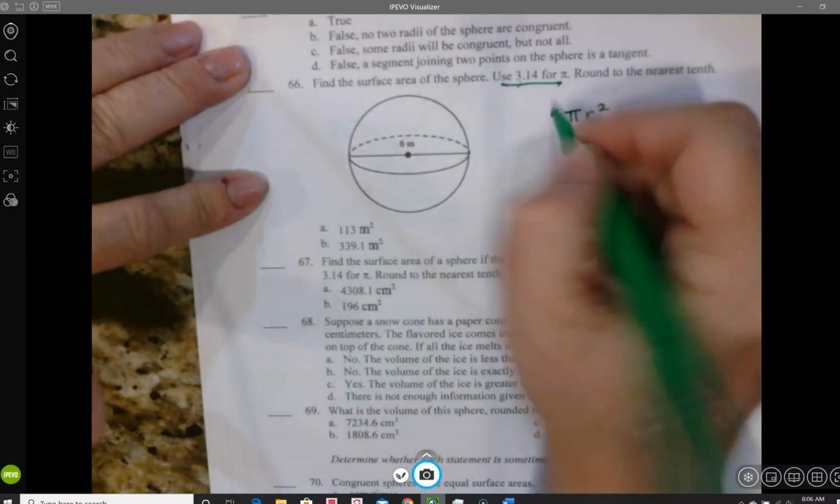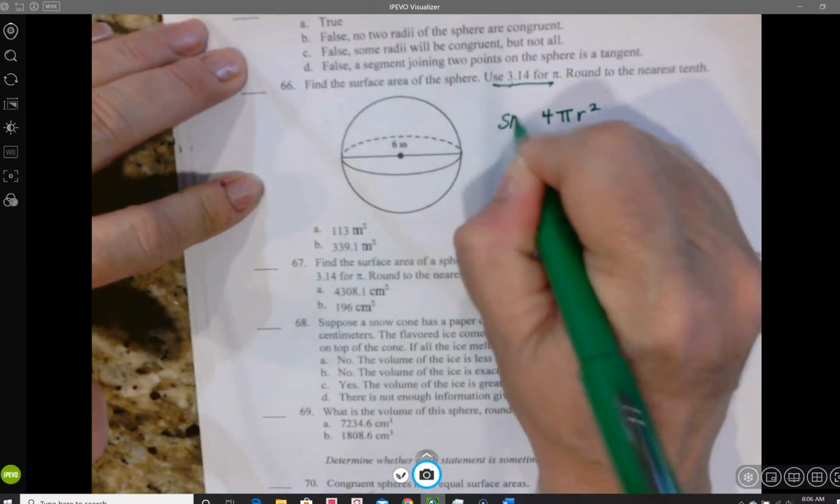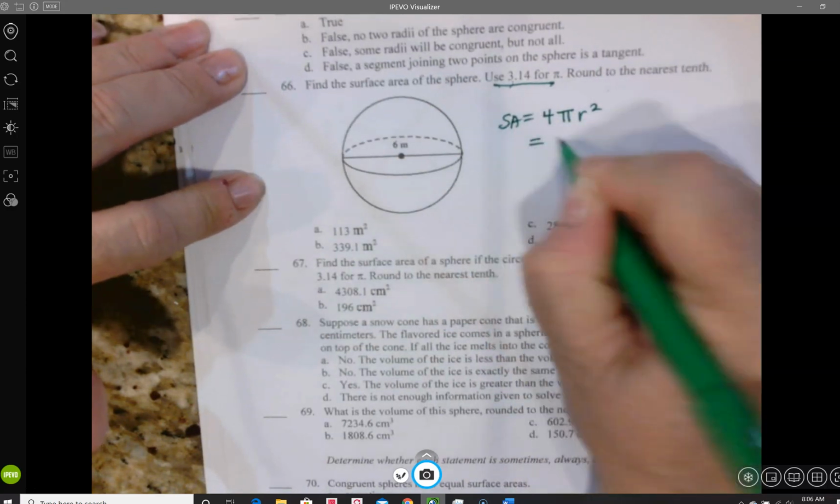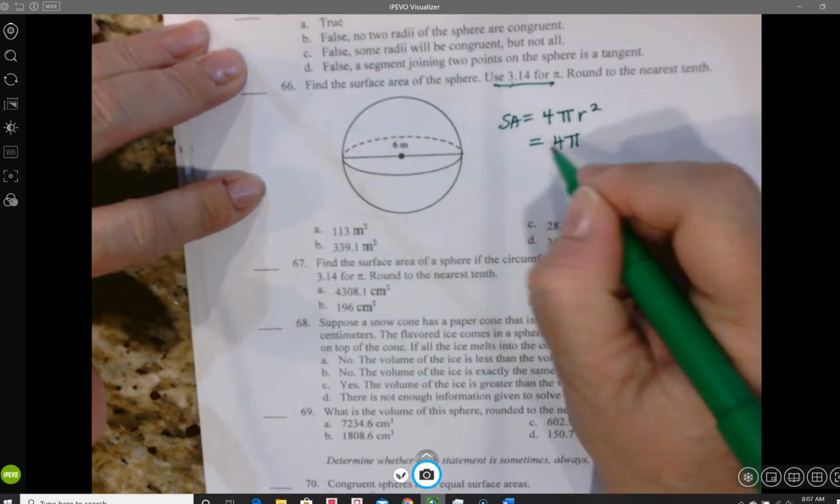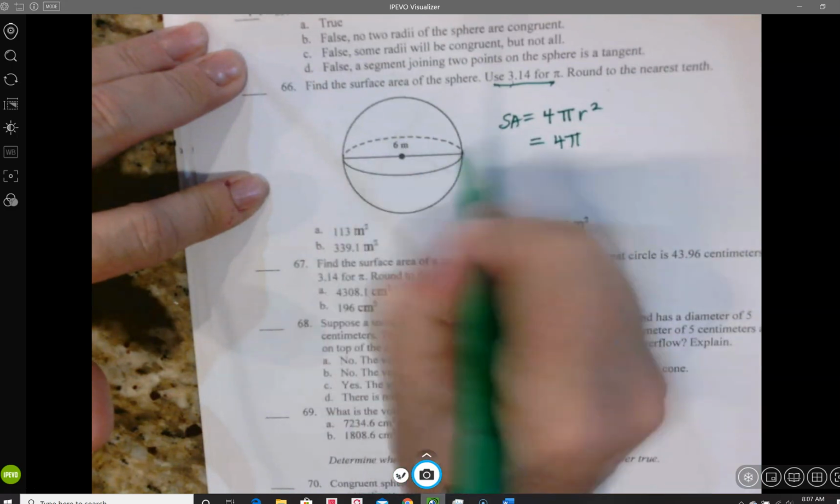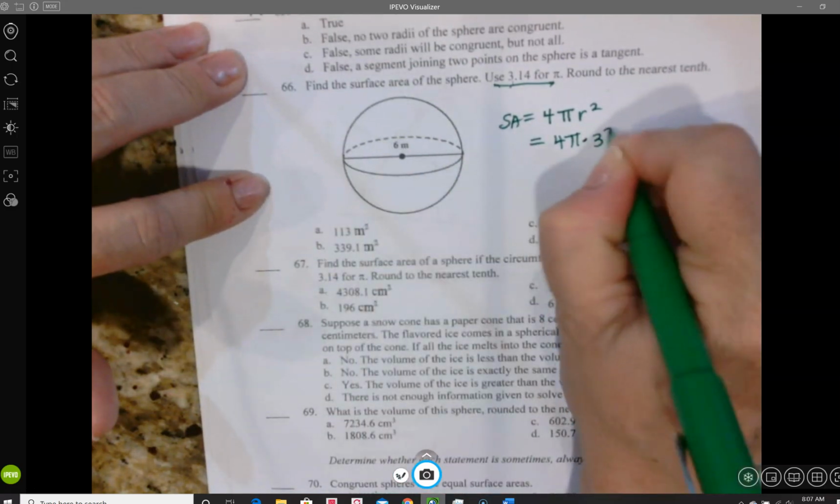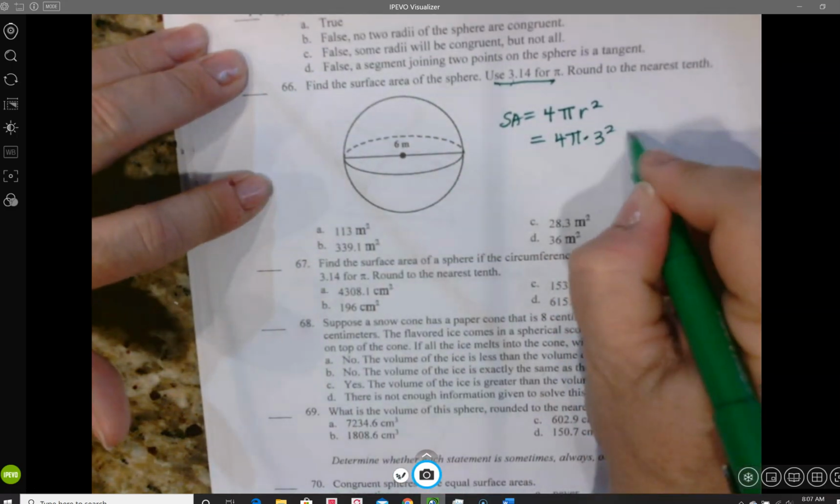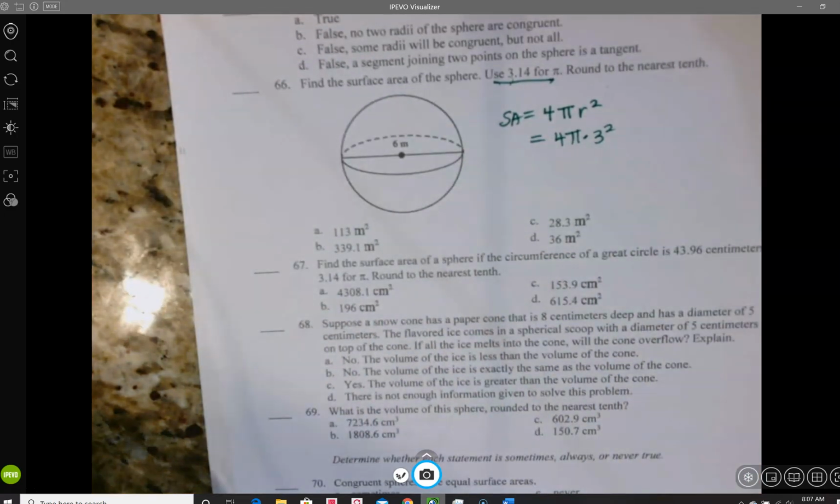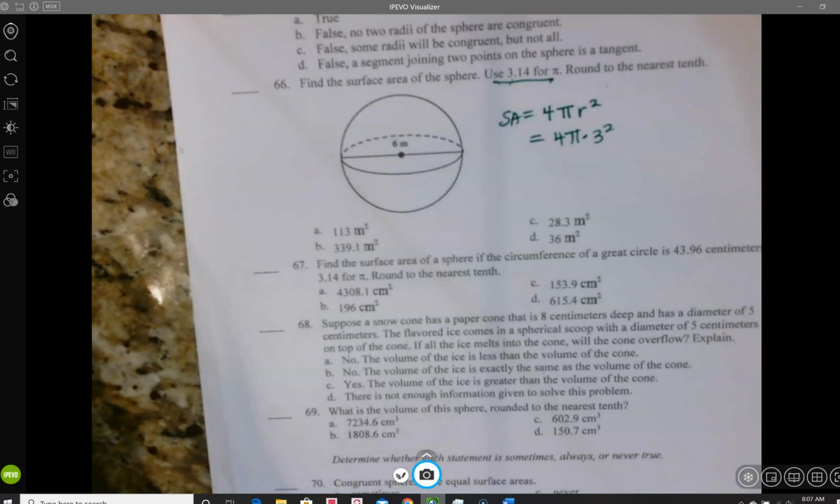So here's our formula for the surface area of a sphere. And so now it's just a substitution problem. And the radius, so they give me the diameter is 6. So the tricky part is I have to use a radius. So 4 times pi times 3 squared is plug-inable.